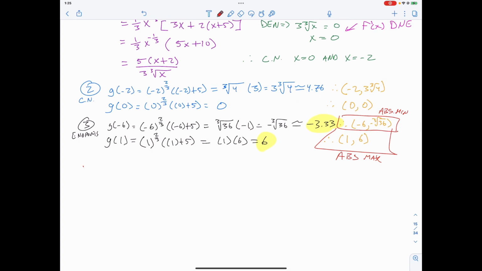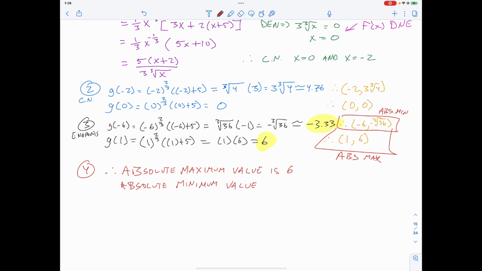And then I'm just going to do my statement. Absolute maximum value is 6. Absolute minimum value is the negative cube root of 36.